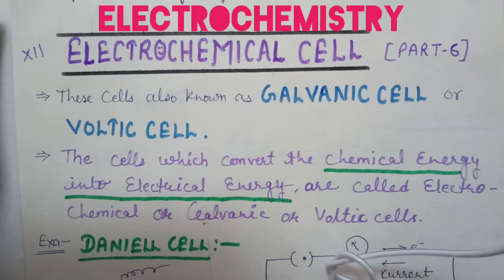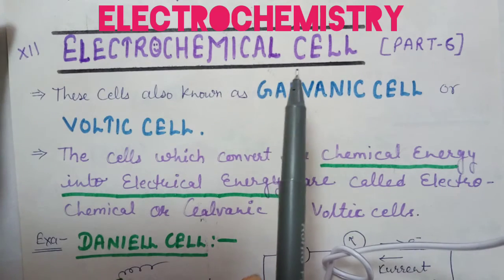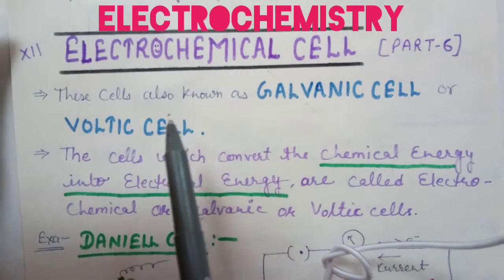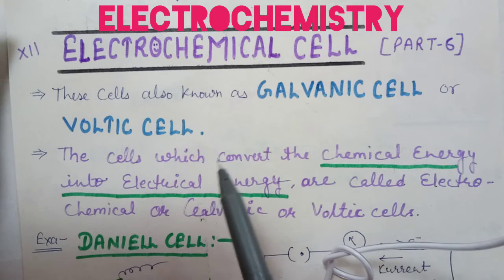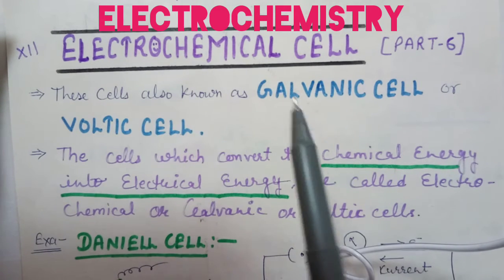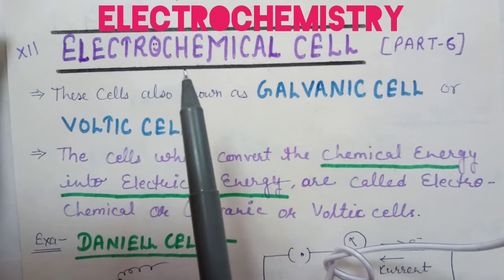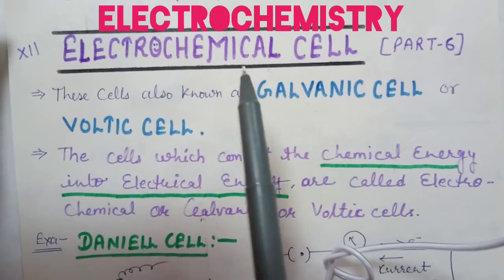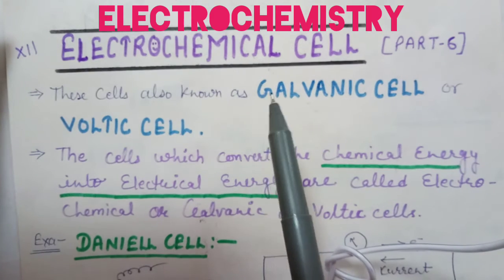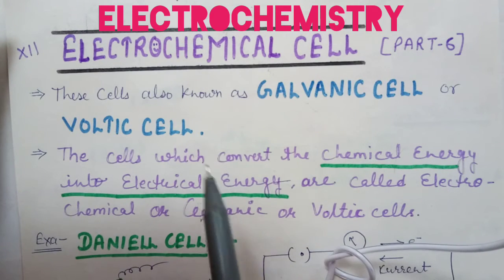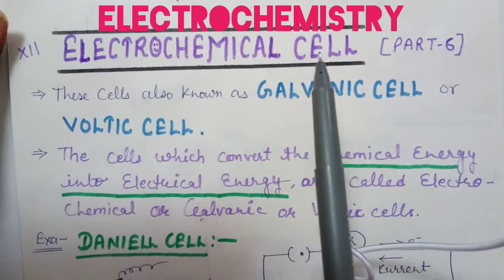We are studying electrochemistry. In this video we will start electrochemical cells. In the last videos we discussed the electrolytic cells and all the content about them. In this video we will discuss the structure and mechanism of electrochemical cells and the differences between electrolytic and electrochemical cells. Okay, first of all, electrochemical cells.